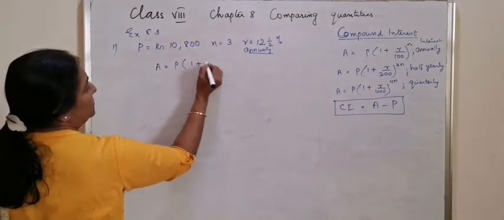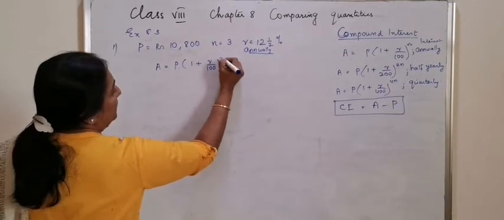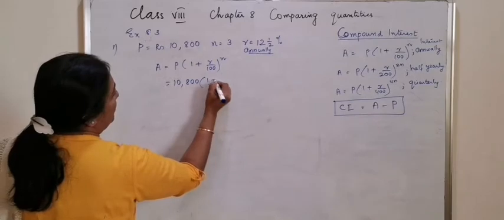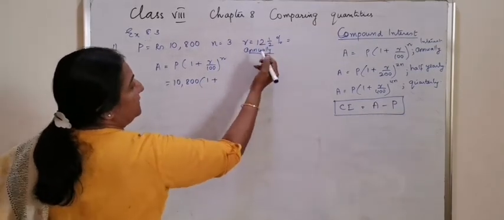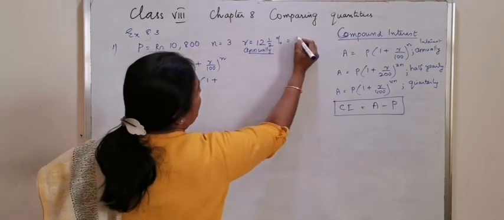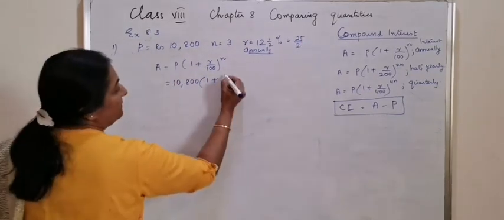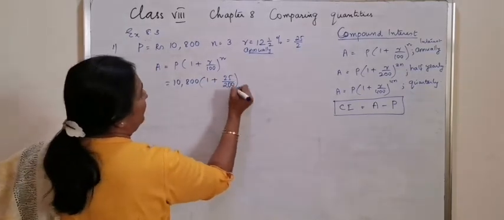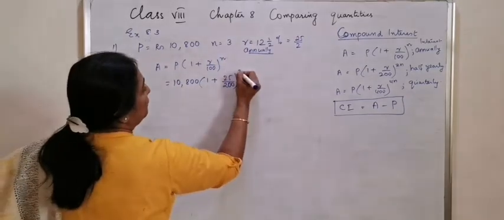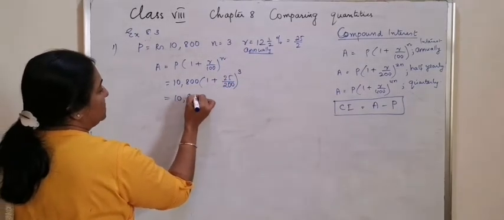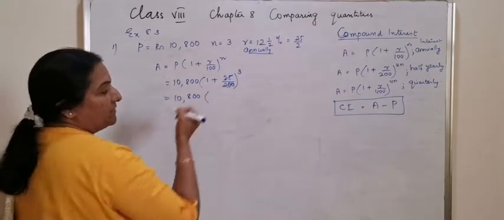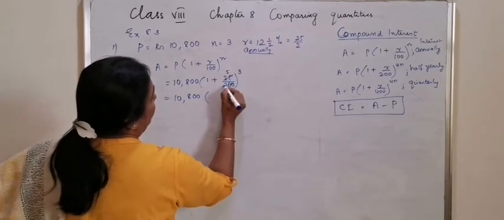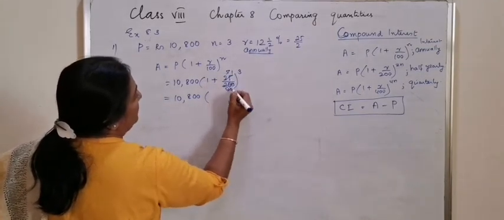A is equal to P into (1 plus R by 100) to the power of n, which is equal to 10,800 into (1 plus 12.5). 12.5 can be written as 12 twos are 24 plus 1, 25 by 2, and along with this 2, that 100, that means 25 by 200, to the power of 3, which is 10,800 into... first you can reduce this, then only take LCM. It is by 5, then 40, or it is 1 by 8.